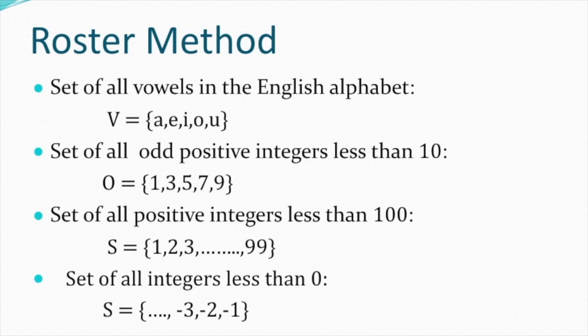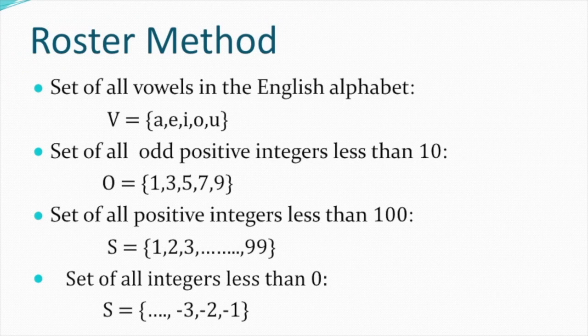So the elements are homogeneous. Normally we call them homogeneous because there is a mathematical relationship between them. Now sometimes you have a set with elements which are heterogeneous, which means they are distributed. There is no relationship between them, but they happen to be in the same set.